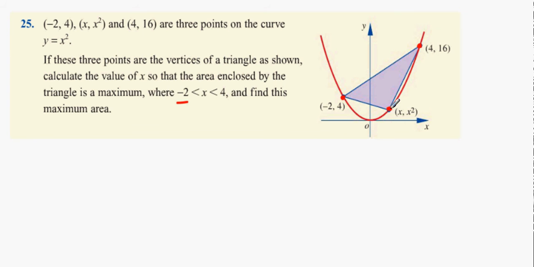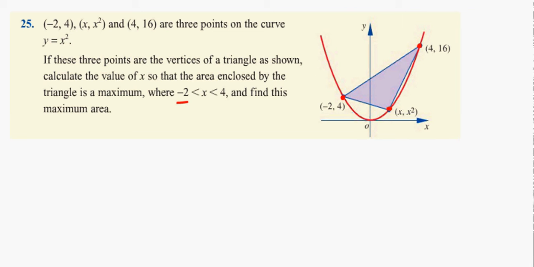So this means this point here is a movable point technically. We can move it here, we can move it here, but it has to be in between the two values. The obvious answer would be to move the x value all the way up here or here, and that would make the triangle as big as possible. So that's why we're putting the limit on it.